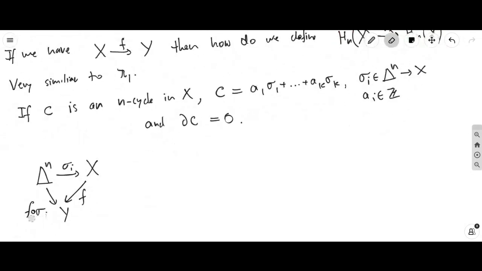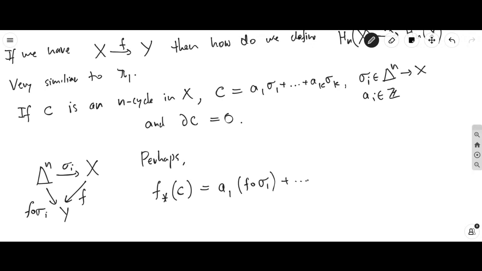Right? Then this composition makes sense. So perhaps it's reasonable to say that the induced map applied to this cycle, you should apply this to each of those. So you would have A1 F composed sigma 1 plus ... AK F composed sigma K, like this. So that's perhaps the reasonable way to do it.